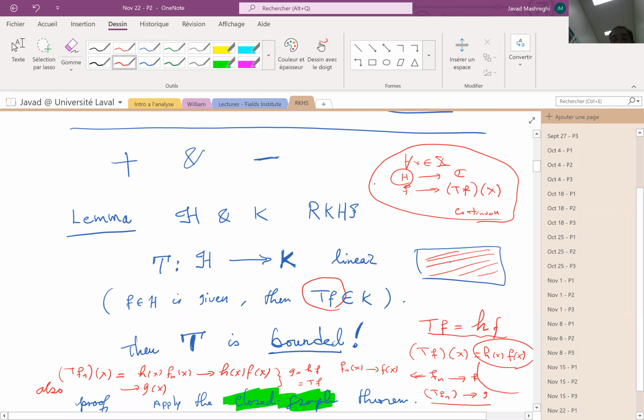Are there obvious examples where this would fail without either of those conditions? Yes. Because otherwise, even if you take H equal to K, if you don't add any hypotheses, you're claiming that every linear map is bounded. Right? This is not true. Yeah.